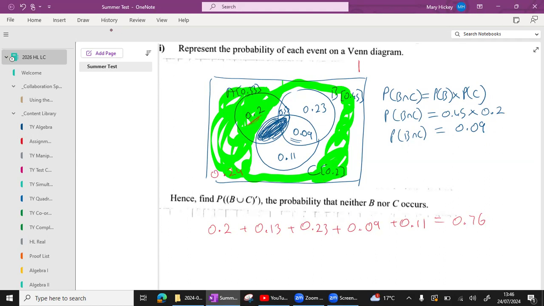But I do have that section as well up there, the 0.2. So my final answer is combining the 0.2 and 0.24, which gives me 0.44, and that's my final answer. So that green section is the A only, and then everything outside. Okay, so that's it for that one.